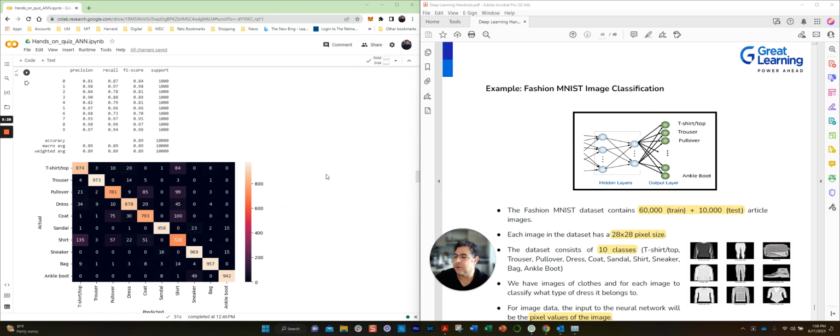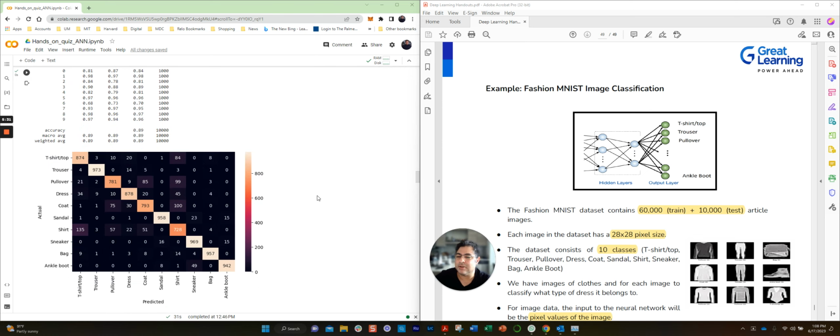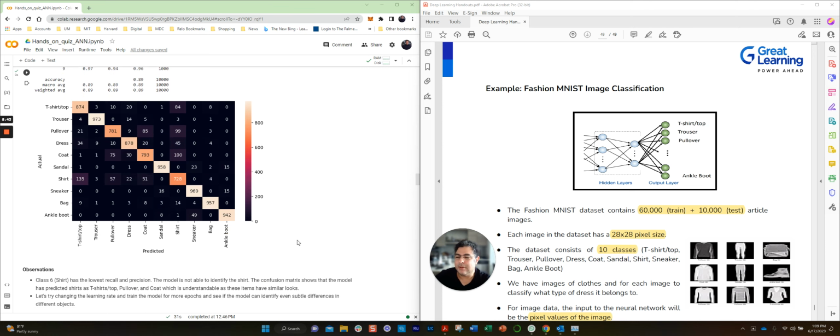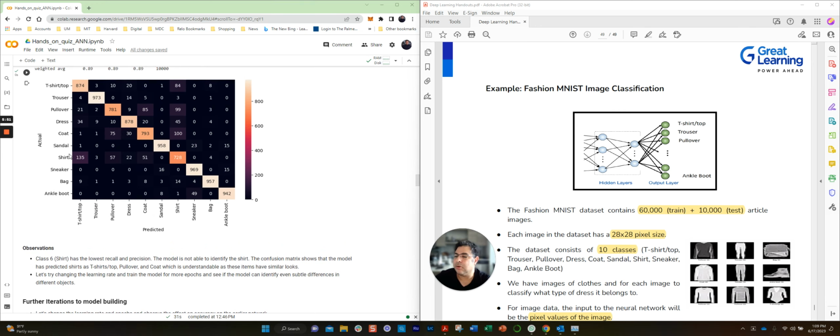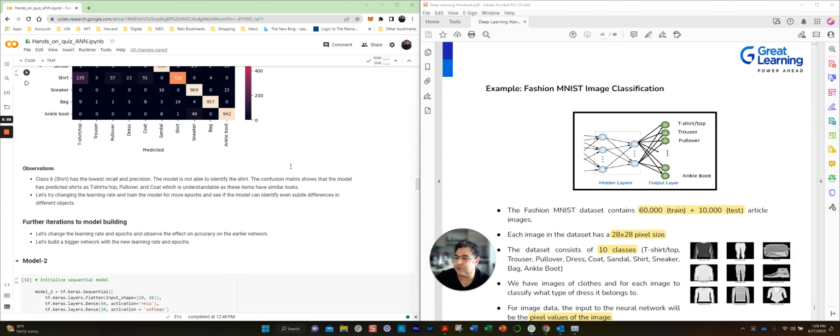I'm not gonna go into a lot of detail, but the ones that are darker are where it does a better job of predicting. So it does a very good job of predicting trousers. You see, so trousers, this is kind of like a prediction. Shirts has the lowest recall and precision. So if we go to shirts, you can see it's not very good at predicting shirts.